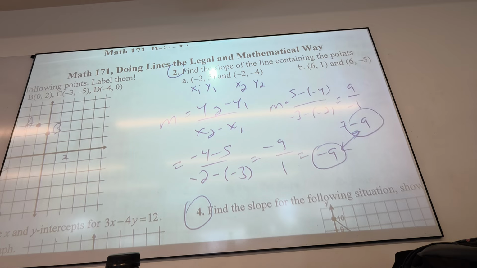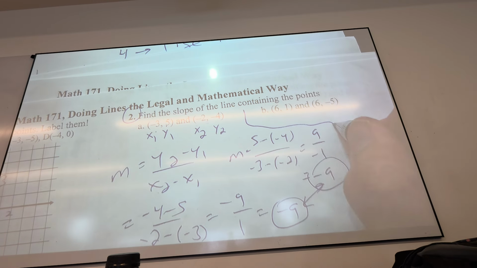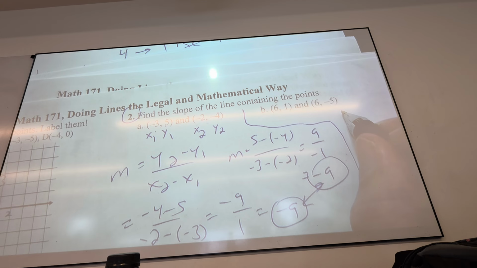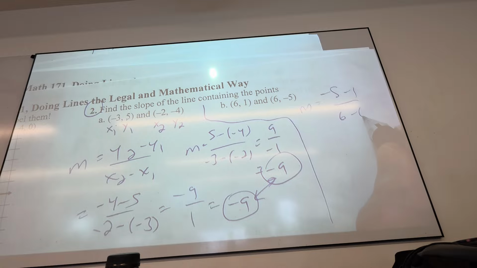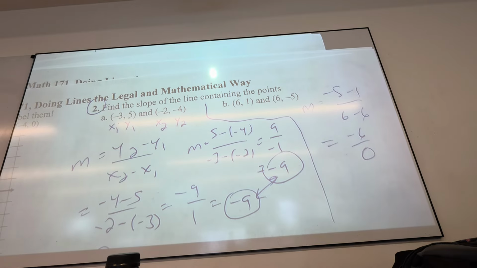Okay, maybe? What's weird about part B? It's not a function. Yeah, your slope is going to be -5 minus 1 over 6 minus 6. So you get -6 over 0. What's that?